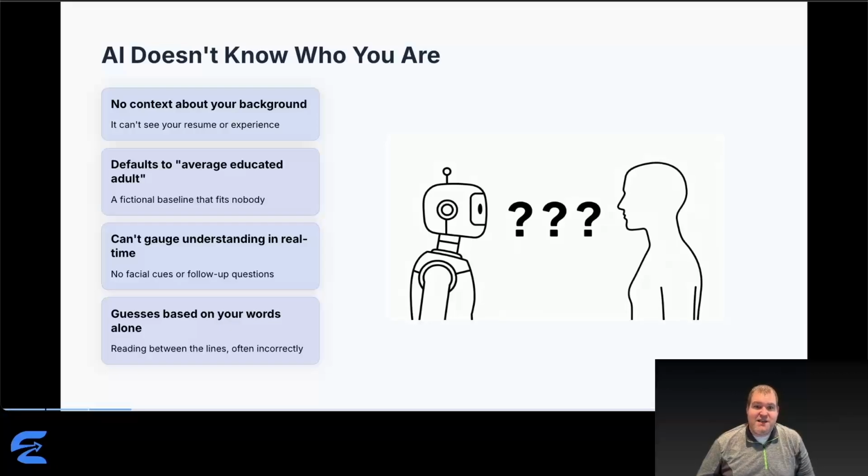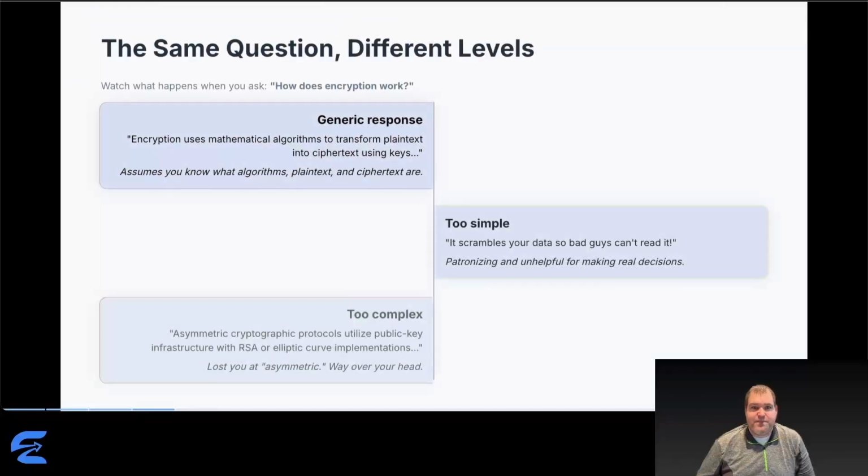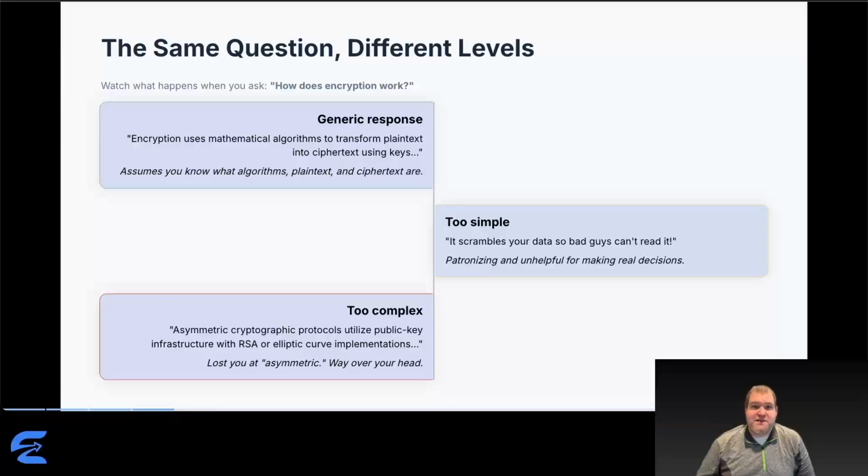And unlike a human teacher or tutor, AI can't gauge your understanding in real time. There's no facial expression telling it you're lost. There's no opportunity for you to interrupt and say, wait, what does that term mean? It gives you one response based on the words you used, and that's it. The only information AI has to work with is what you explicitly tell it. If you don't set the level, it's reading between the lines and often getting it wrong. So let me show you what this looks like in practice.